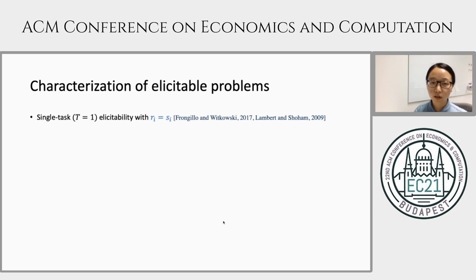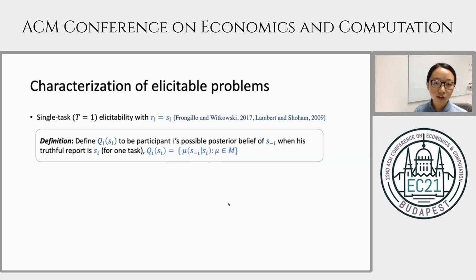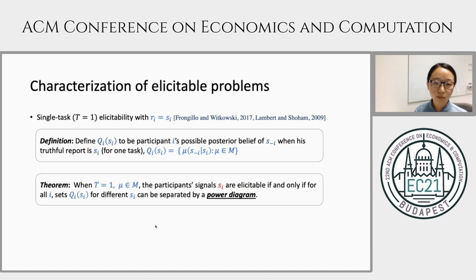So here's the formal characterization. Define q_{i,s_i} to be participant i's possible posterior about s_{-i} when his truthful report is s_i. Then a single task problem will be elicitable if and only if for all i, q_{i,s_i} for different s_i can be separated by a power diagram. A power diagram is just a diagram like we saw on the previous page that divides a space into different cells according to the distance to some centers.